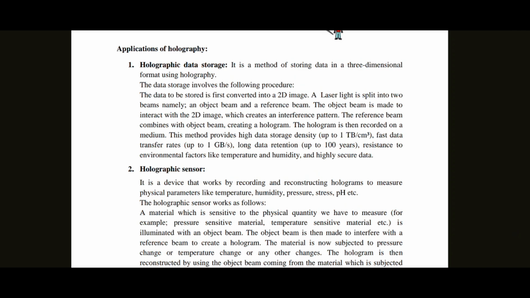Holographic data storage is a method of storing data in a three-dimensional format. In this method, the data is first converted into a 2D image. The laser is split into two beams, the object beam and the reference beam. The object beam is made to interact with the 2D image, which creates an interference pattern. The reference beam combines with the object beam, creating a hologram. The hologram is then recorded on the medium. The medium provides high data storage density, long data retention, fast data transfer, and resistance to environmental factors.